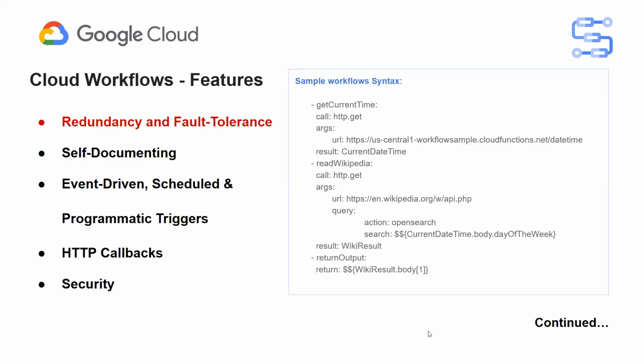Now let's talk about each of the features of Cloud Workflows. The first one is redundancy and fault tolerance. Cloud Workflows provides redundancy and fault tolerance, which means workflows are automatically replicated across multiple zones and checkpointed after each step, ensuring executions continue even after outages. It also has customizable retry policies, timeouts, and custom error handling to handle failures in other services.